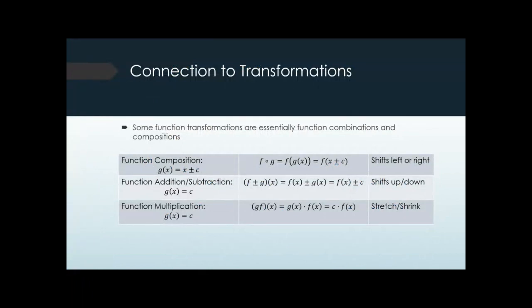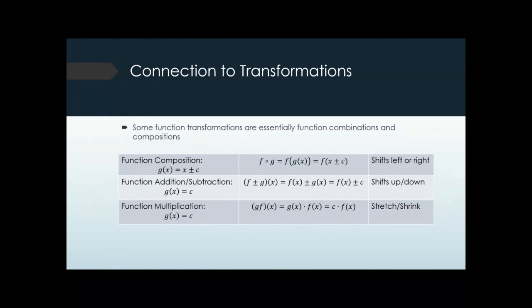Okay, and now let's connect this to transformations. So, sections 2.4 is about different types of, let's see, 2.3 was graphs of functions or families of functions, and then we had function transformations, I think was 2.5. So we're going to connect this to function transformations because some of the function transformations you're doing are basically combinations of functions.